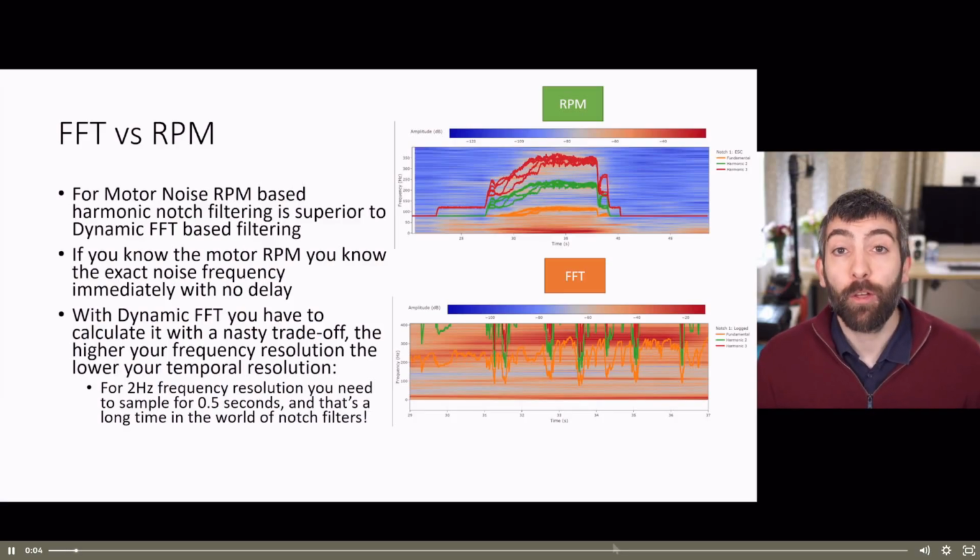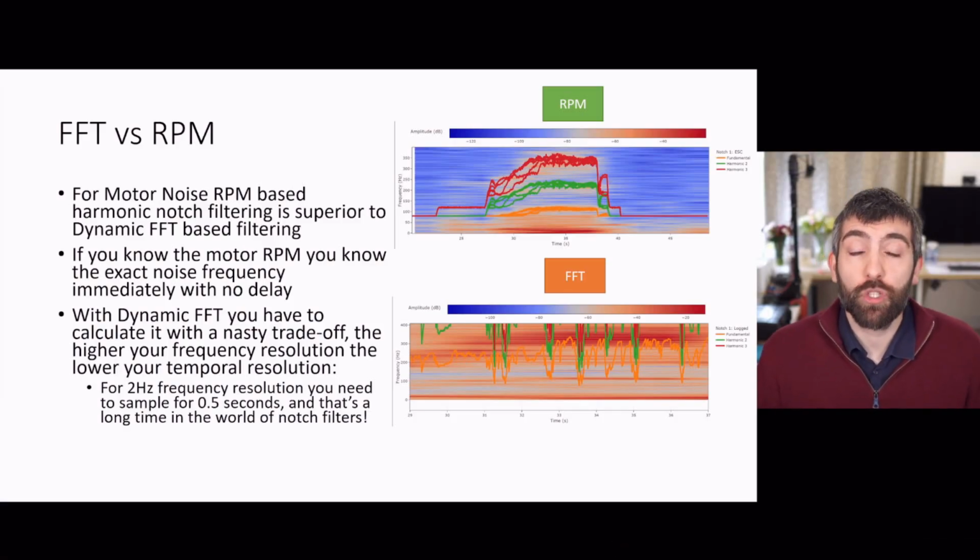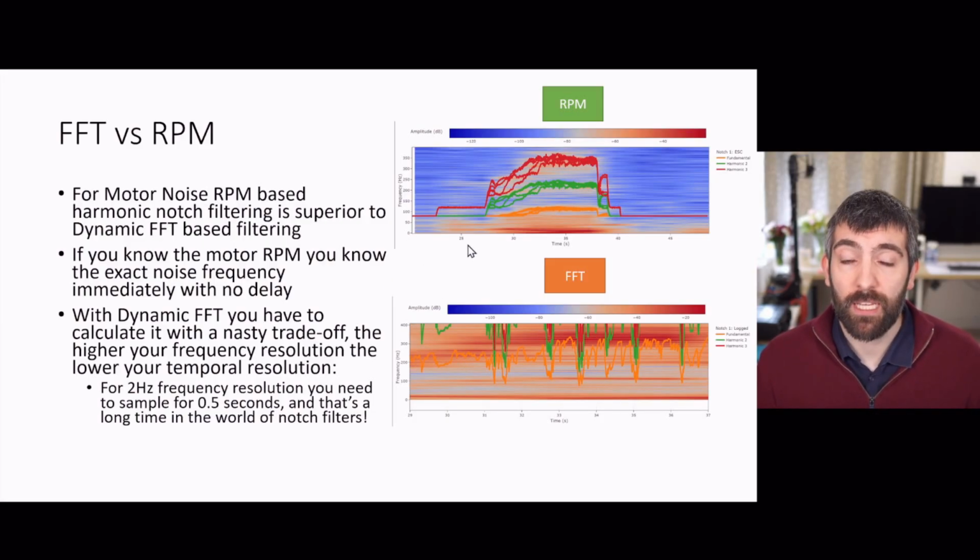When talking about noise from motors and props, if you have the choice between using the dynamic FFT or RPM data to drive the harmonic notches, RPM data is always going to be better. With motor RPM data, you know the exact frequency of the motor noise immediately with no delay, and you can update it very, very rapidly.